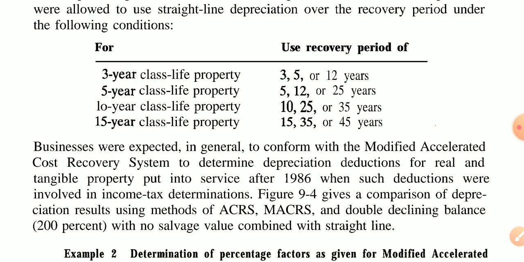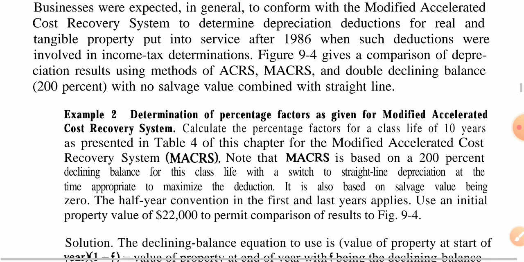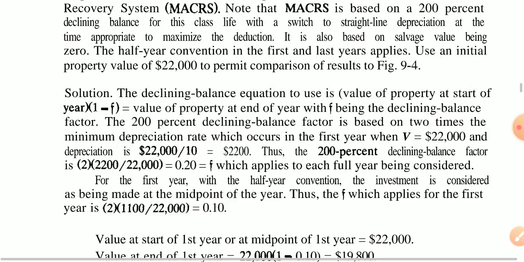Some businesses were expected in general to conform with the modified accelerated cost recovery system to determine the depreciation deduction for real and tangible property. Now the modified one, for figure 9.4, and the comparison for the depreciation results. Okay, now some example.